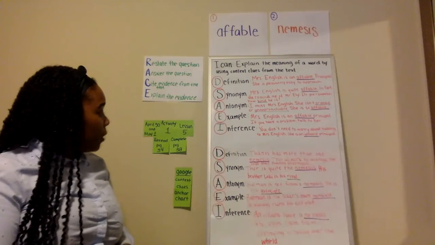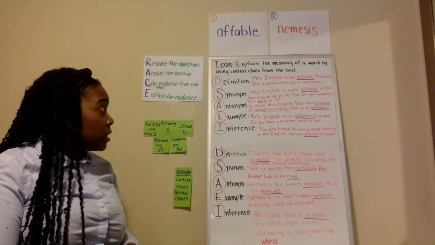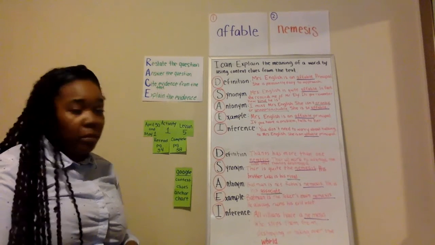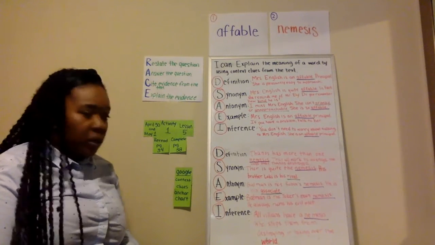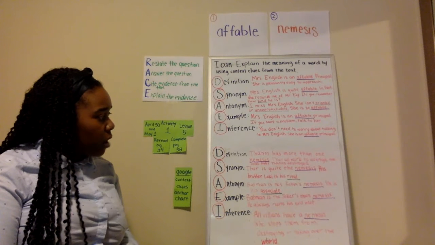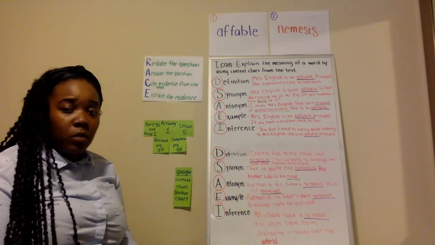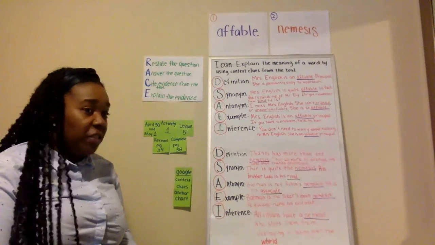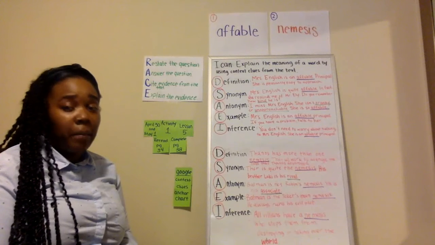Okay, second example. The second word that we are going to look at is nemesis. Okay, nemesis. And we're going to explain the meaning of the word by using context clues from the text. So we're going to start with our definition. Thanos has more than one nemesis. They all work to avenge the lives that Thanos destroyed. Okay, so a nemesis is someone who comes behind and fixes what someone has done, what an evil person has done.